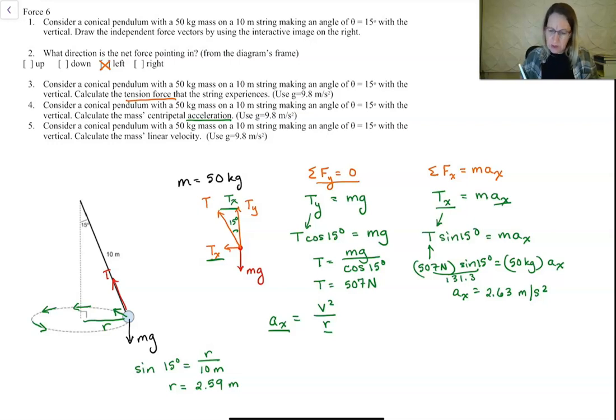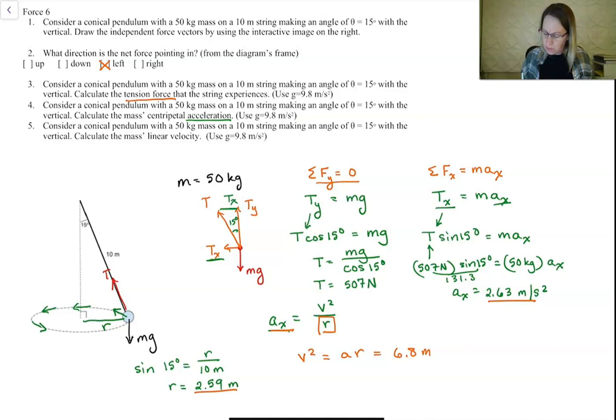2.59 meters. And so we can plug this r right in here, with this acceleration, to get the speed squared. So the speed squared is just a times r. If I multiply those, that gives me a speed squared of 6.8 meters squared per second squared. So v is equal to the square root of that. I get about 2.6 meters per second.